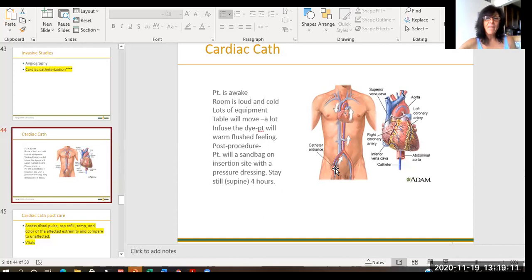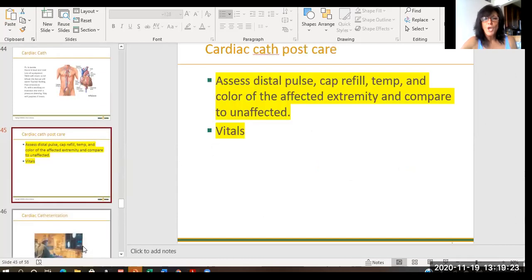Okay. And then what's your job? What do you have to assess? Well, when we go into that artery, it feeds that whole leg oxygenated blood. Stuff can go wrong. So you must always assess the distal pulse. In other words, check the pedal pulse on the affected side, capillary refill on the affected side, the temperature, the color of the affected side, and compare it to the unaffected side.